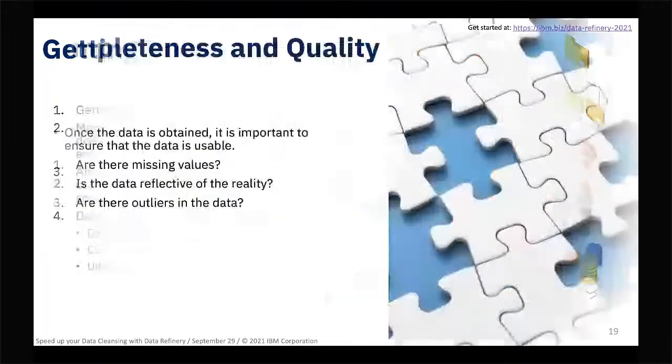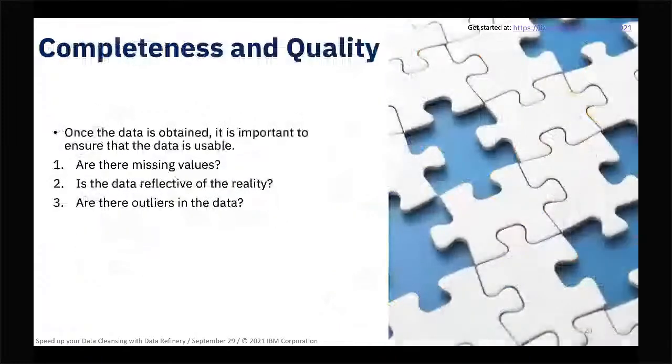Another challenge that we have with the data is the completeness and quality. So you need to ensure that the data is usable, and an issue is that the data might not be complete, it can contain missing values, and so on. So you need to make sure that the data is reflective of the reality, it's not biased, and before you can process it, you'll need to tackle these issues.